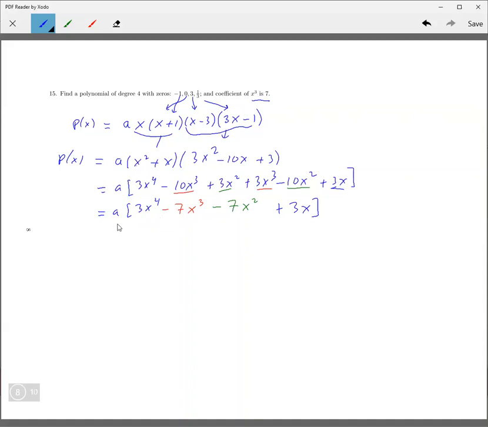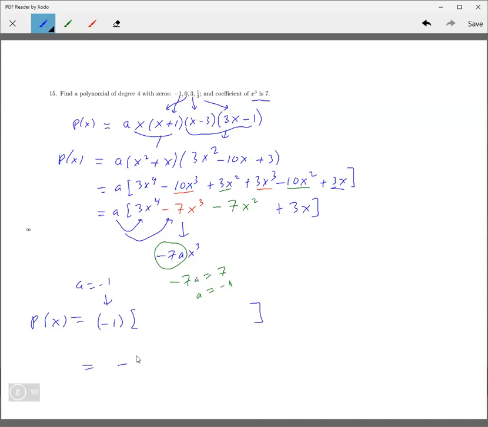So if you distribute this a in, then this will be -7a x cubed. You want this coefficient to be 7, though. So a equal to -1 works. So I'll make this a -1. So -1 times all that. So I'll put a -1 in there.